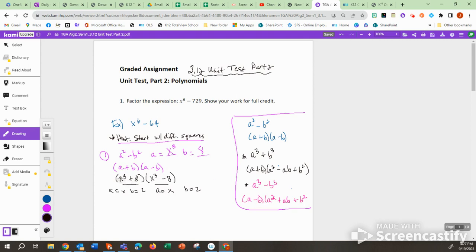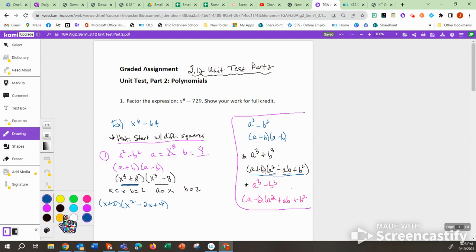And then this is the sum of cubes. I'll do this one in blue. I'm using this formula for the sum of cubes. It's going to be A plus B, so that's x plus 2. And then I'm following the formula: A squared, so that's x squared, minus A times B, so that's minus x times 2, that's 2x, plus B squared, so plus 2 squared, which is 4. So that's how I factor x cubed plus 8.